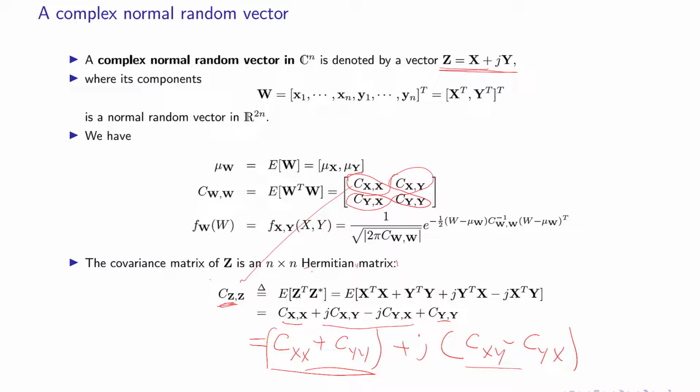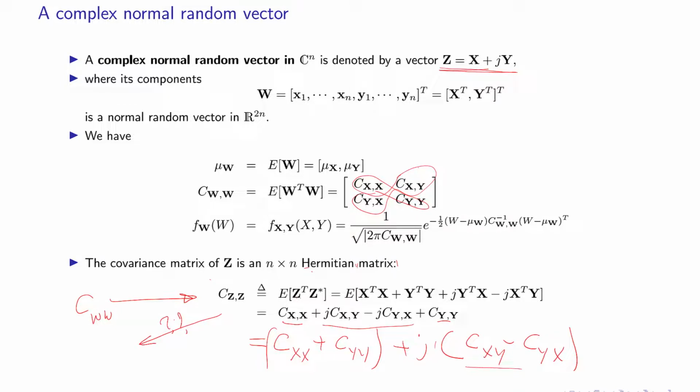So the trick is that if I have CW, I can calculate CZZ. But if I know CZZ, I wonder if I could calculate CWW. Because if you have CZZ, the real part is going to be the sum of these two terms, and the imaginary part will be the subtraction of these two terms.